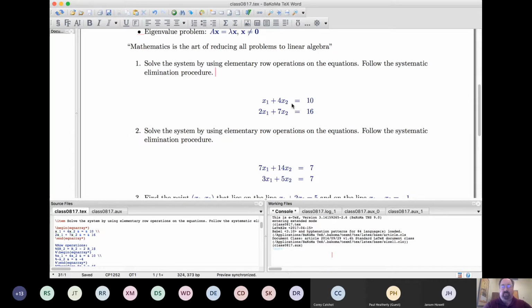So here we have a system of equations to solve, where both equations depend on unknowns x1 and x2. We can't simply perform algebraic rearrangements on one of these equations to immediately get a solution. That's why we need elementary row operations to rewrite this system of equations in an equivalent form. So the solution is unchanged, but the equations can now actually be solved.